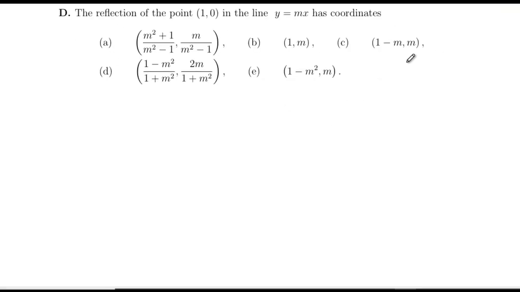Okay, D. So the reflection of the point 1, 0 in the line y equals mx has what coordinates? Right, let's get a bit of a sketch, leaving enough space down the bottom for the working out. So we've got some point there at 1, and some line y equals mx. We're going to be going perpendicular to that. Same distance the other side gives us the reflected point. So we need to know where that is.